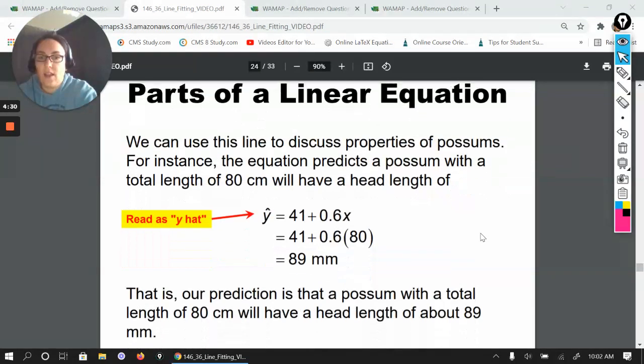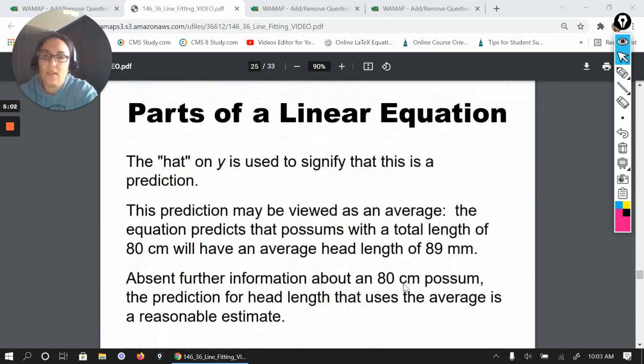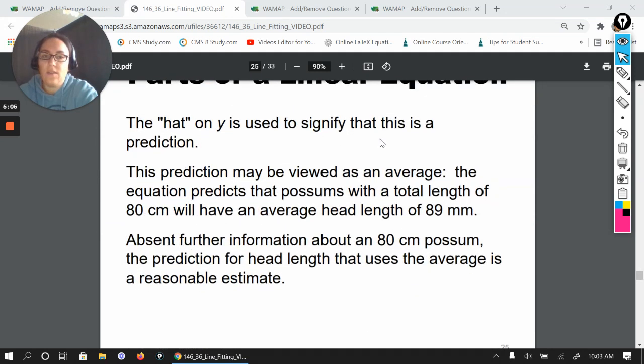We can use this line to discuss properties of possums. For instance, the equation predicts a possum with a total length of 80 centimeters will have a head length of 89 millimeters. So replacing the x with 80 and typing this into our calculator, we would get 89. So that is, our prediction is that a possum with a total length of 80 centimeters will have a head length of about 89 millimeters. The hat on y is used to signify that this is a prediction. I'm going to underline that.